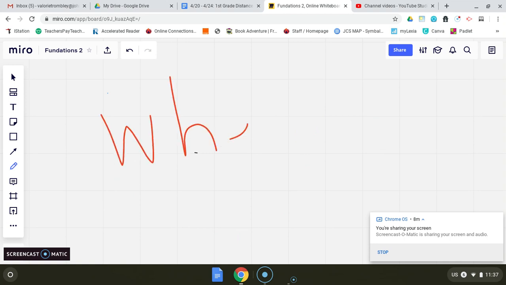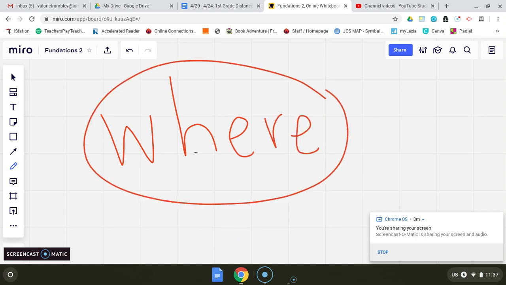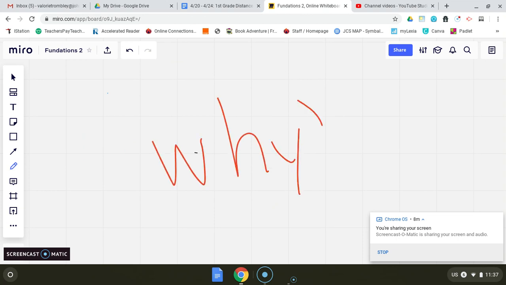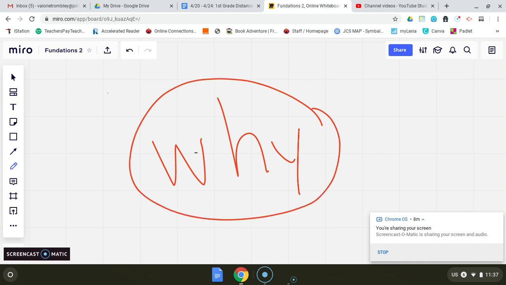And here is our trick word where. And we would circle our trick word. Remember, where always has the WH. Where. Number 2, why. Why. Why are we going to the store? Why is the trick word. And here is our trick word. And I'm going to circle it. Why.